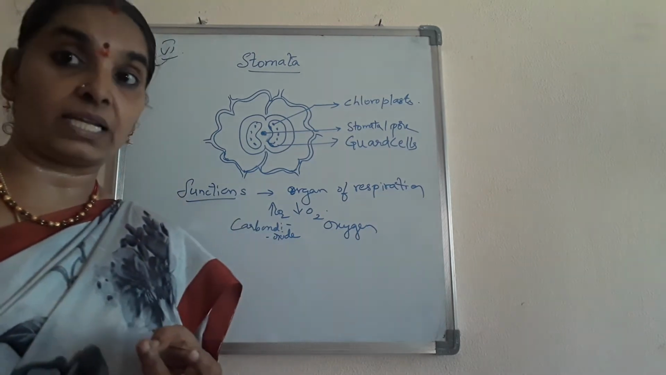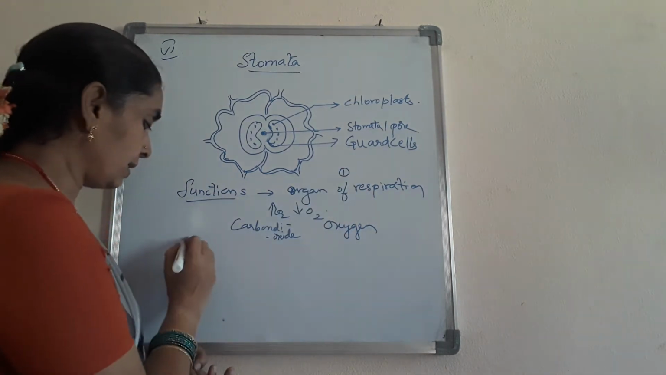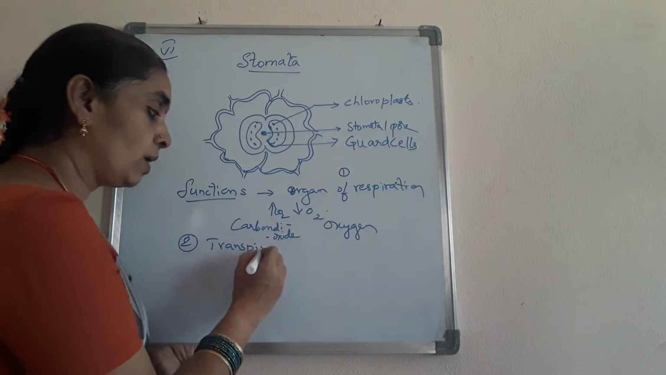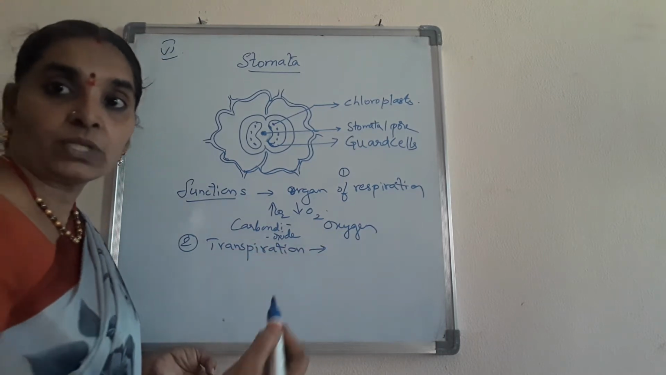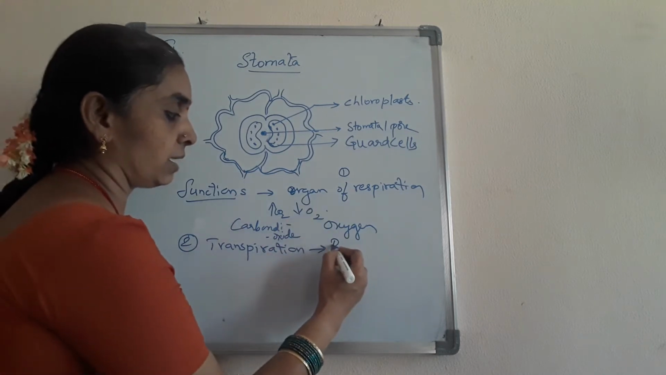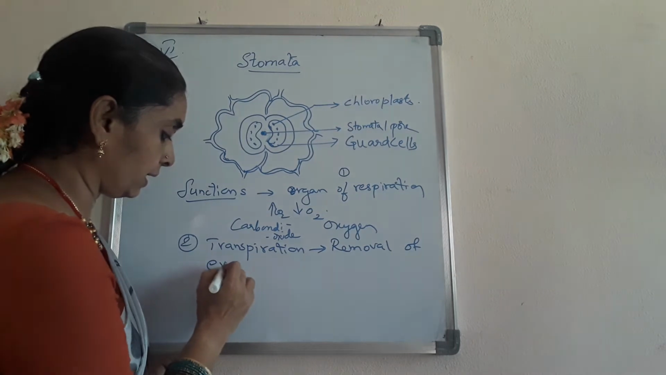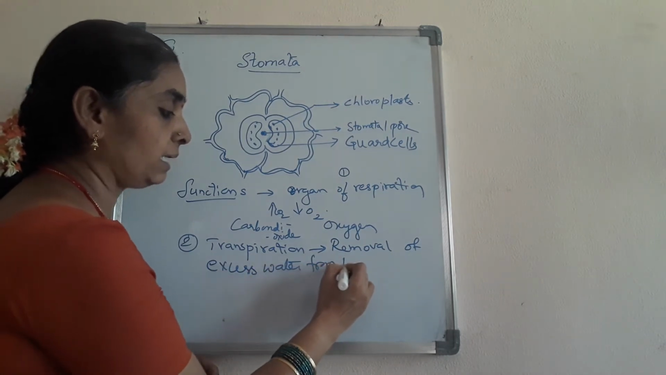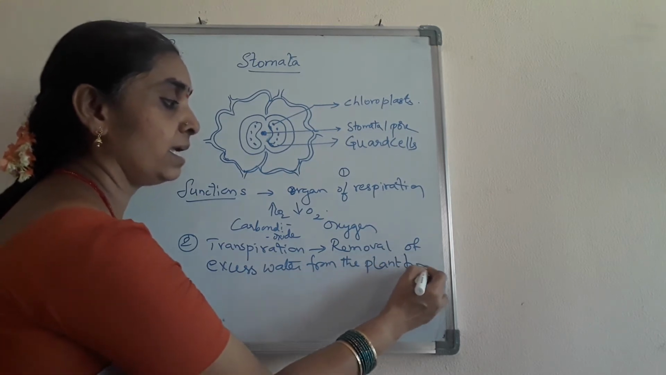Another function of the leaves, you know it. One of the functions is respiration. Second function is transpiration, I said, isn't it? So plants remove the excess water from it through the process called transpiration. That is, removal of excess water from the plant body is done by the stomata present in the leaves.